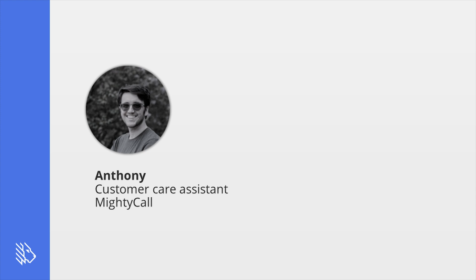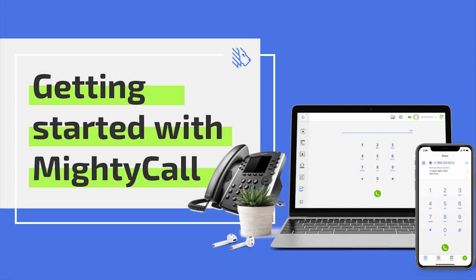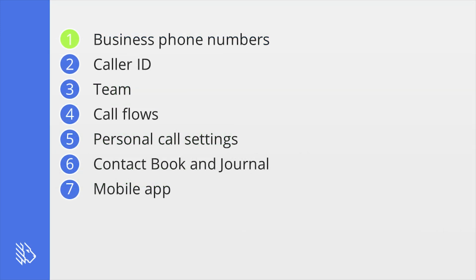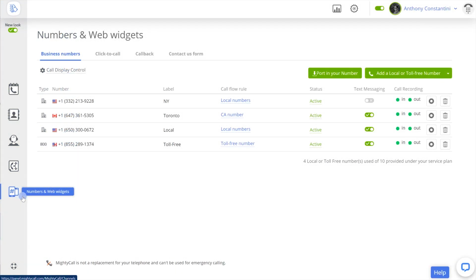My name's Anthony, and today I'm going to be walking you through the essentials of setting up MightyCall's phone system. In just a few short minutes, you'll know how to add business phone numbers, set up caller ID, add your team members, set up call flows, customize your personal call settings, and how to use the contact book and the journal. I'll also be saying just a few short words about our mobile app. Let's get started. Now first, you're going to have to log into your MightyCall account.